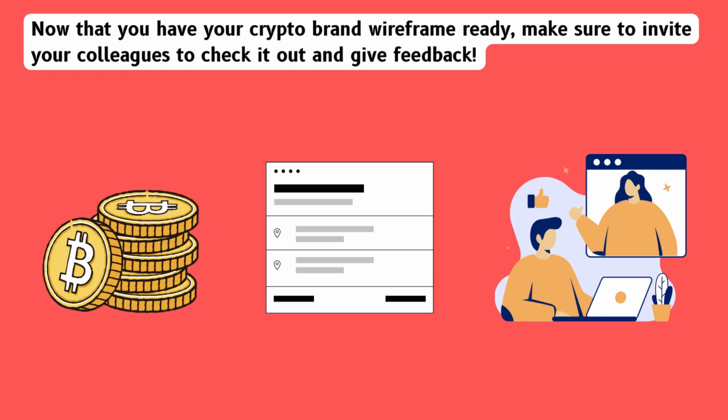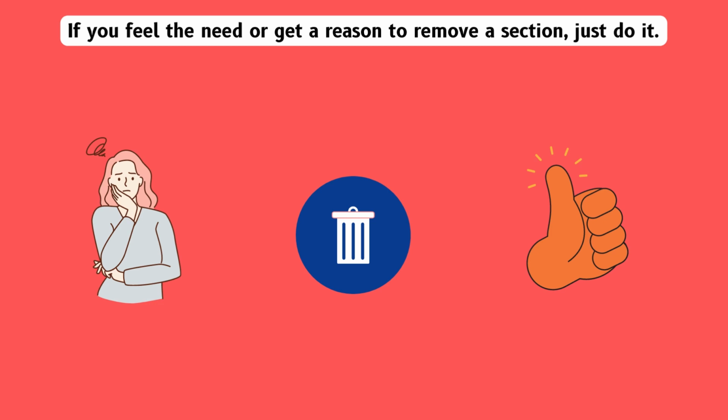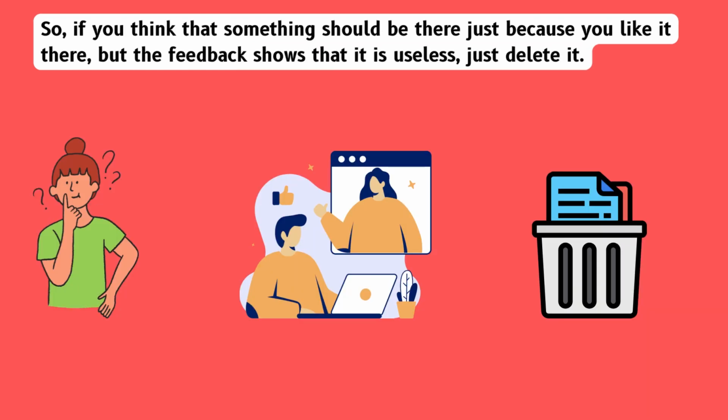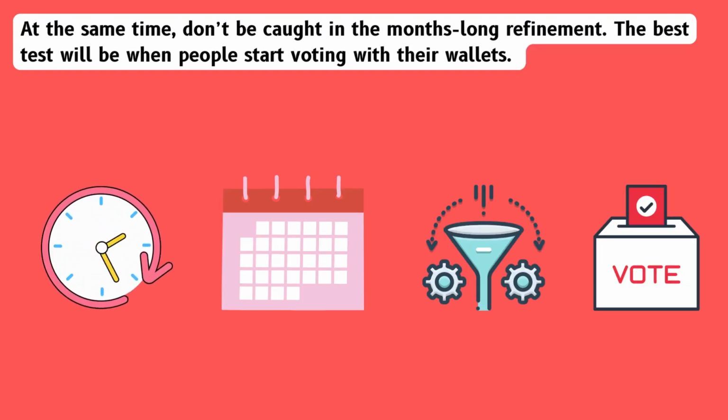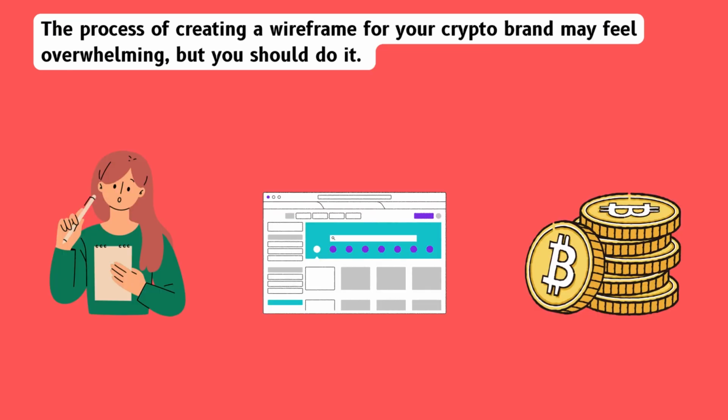Final notes: now that you have your crypto brand wireframe ready, make sure to invite your colleagues to check it out and give feedback. Do the same with your customers if it is possible, and keep refining till you reach the point that it is good enough. If you feel the need or get a reason to remove a section, just do it. All the sections, elements, and even words should be there to work in your favor, not against you. So if you think that something should be there just because you like it there, but the feedback shows that it is useless, just delete it. At the same time, don't be caught in months-long refinement. The best test will be when people start voting with their wallets. Get the feedback, implement the changes, and send it to the designer together with all the texts and directions needed.